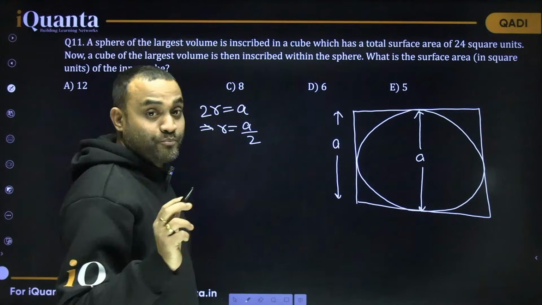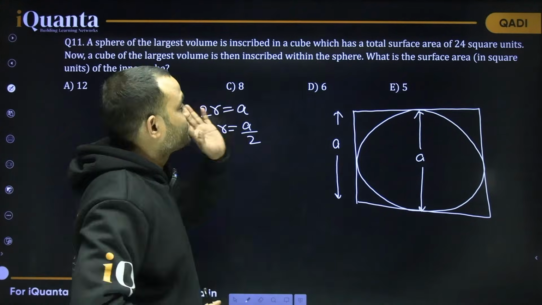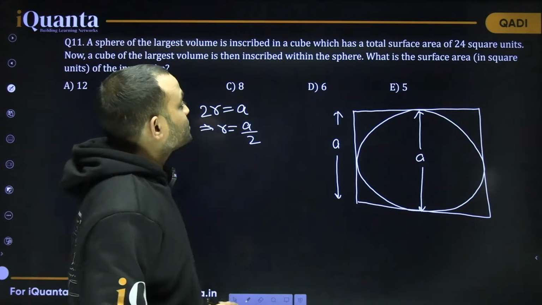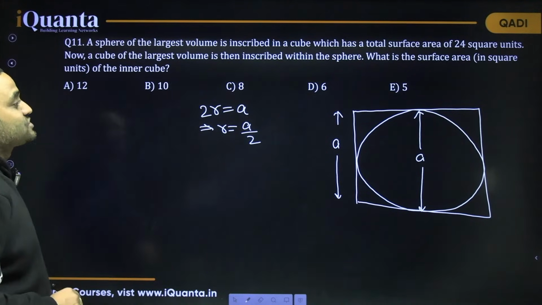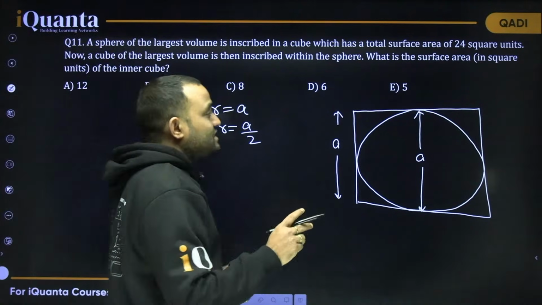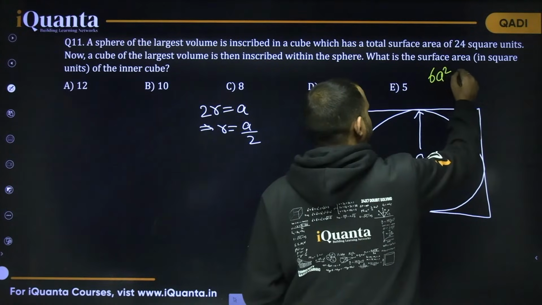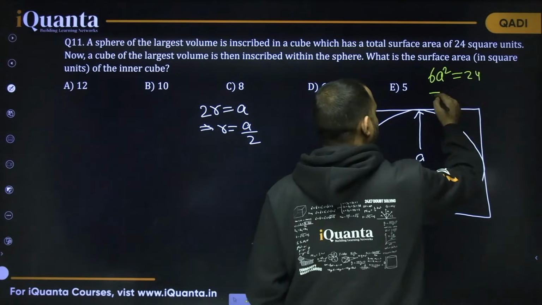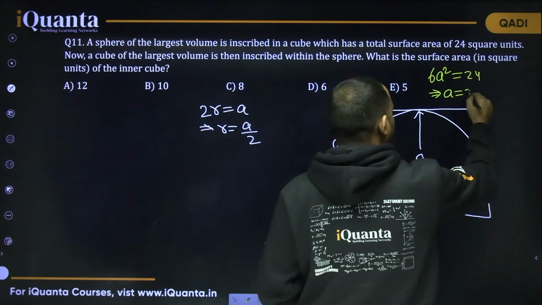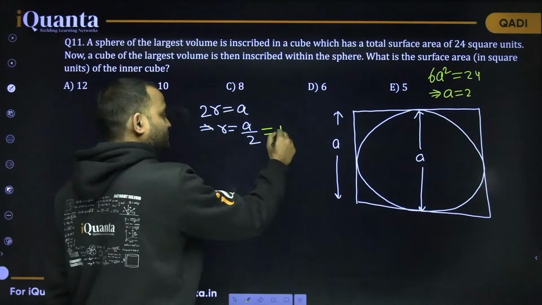Now if you put a cube inside this sphere, it says which has a total surface area of 24 square units. So 24 square units, what is the total surface area of a cube? It's 6A square. 6A square is equal to 24, or A will be equal to 2. So from there R will be equal to 1.